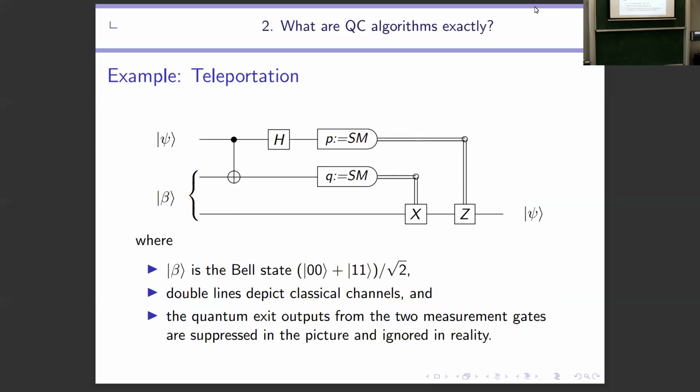So here is standard teleportation from Nielsen and Chuang. And here you have explicit classical channels.